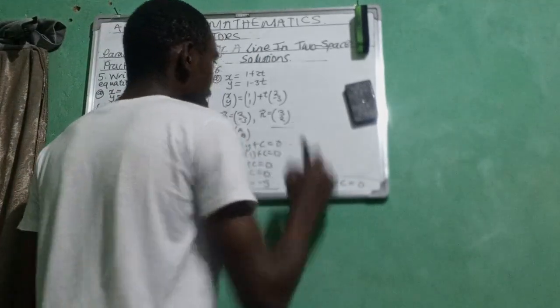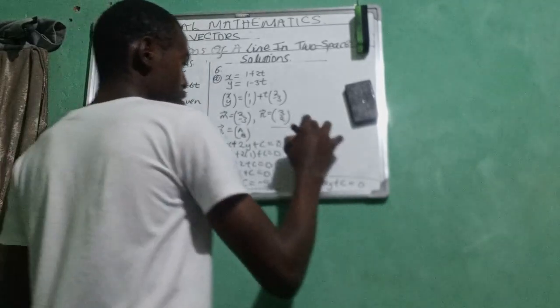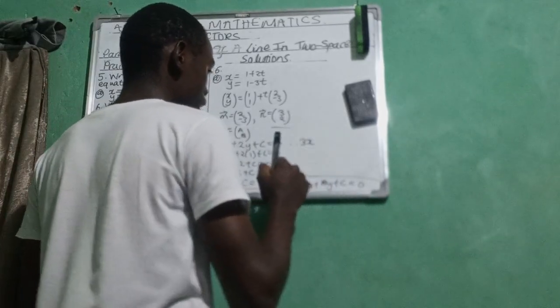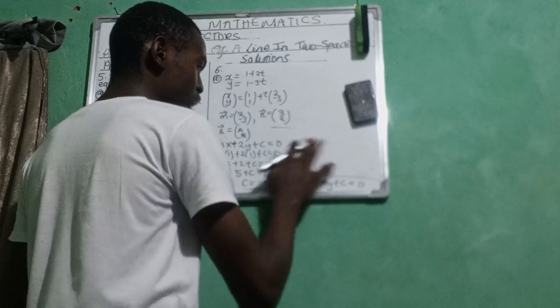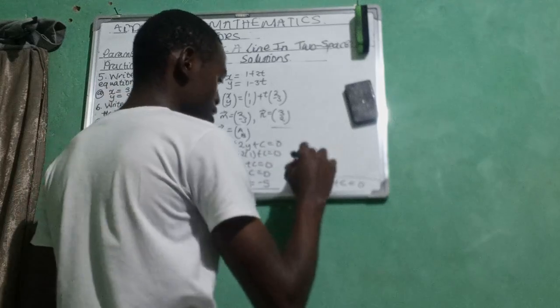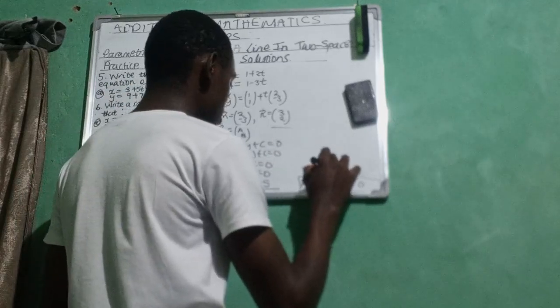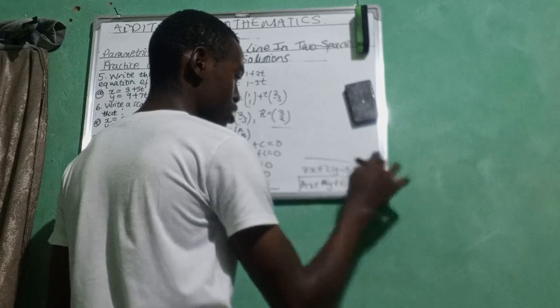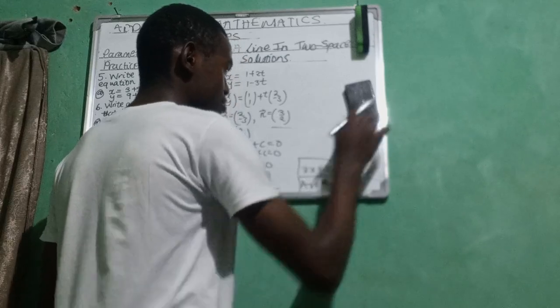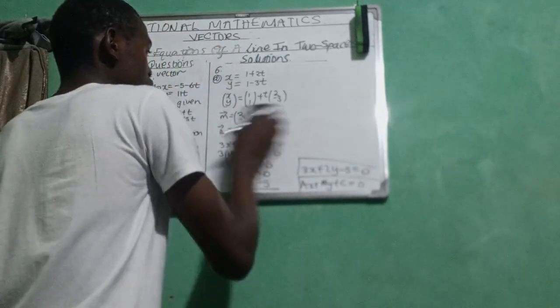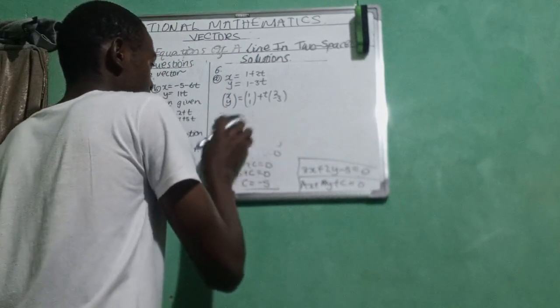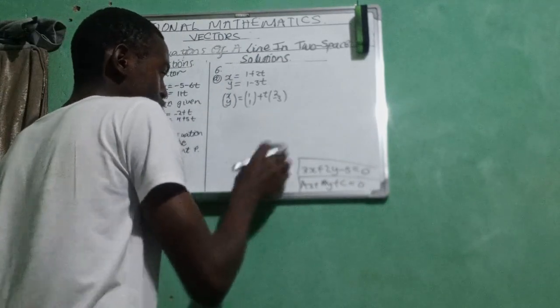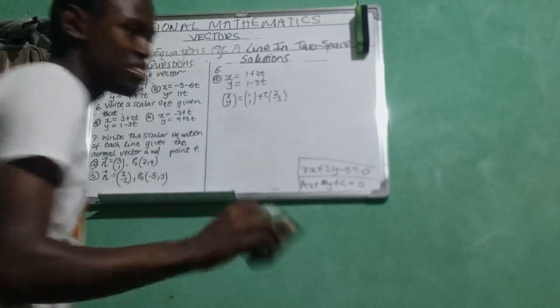Therefore, the scalar equation would be 3x. I'm going to write it down here so that we can compare properly. 3x plus 2y minus 5 is equal to 0. That's your final answer like that. So that is using method 1. And if you check, method 1 is way faster than method 2.